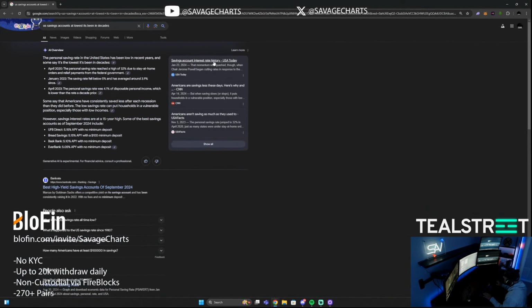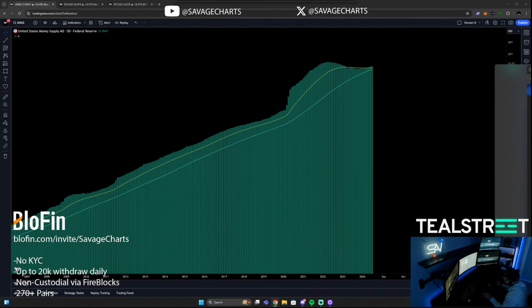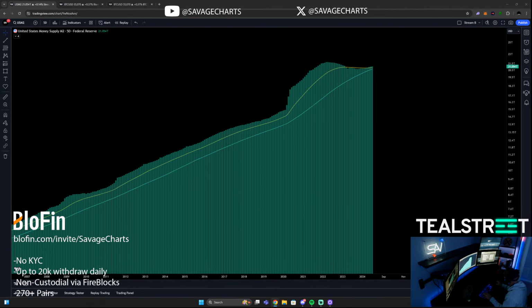Savings account interest history. Americans are saving less these days. Here's why. Aren't saving as much as they used to. USA Facts. So you've got lots of sources right here. And then if you go to U.S. debt at all-time highs, and just Google search that.